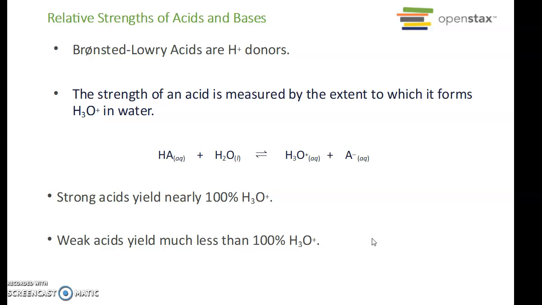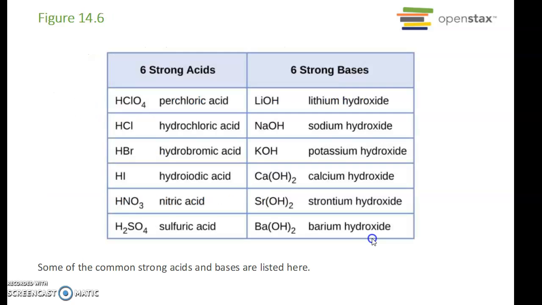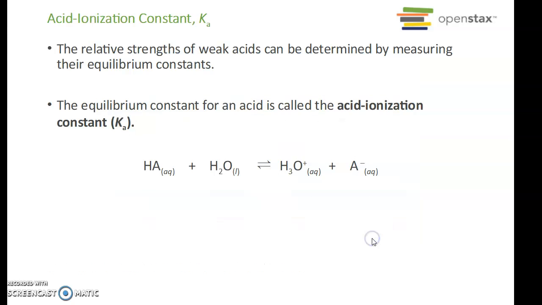Remember our definition: Brønsted-Lowry acids are hydrogen ion donors. The strength of an acid is measured by the extent to which it forms H3O plus in water. Strong acids yield nearly 100% of that ion, and weak acids much less. So here we have 6 strong acids and 6 strong bases.